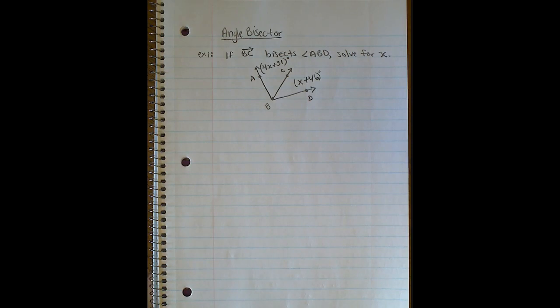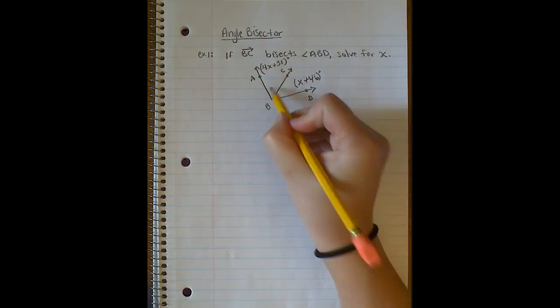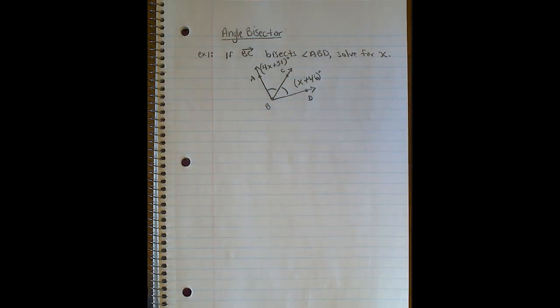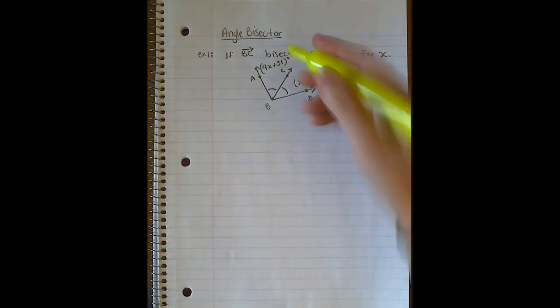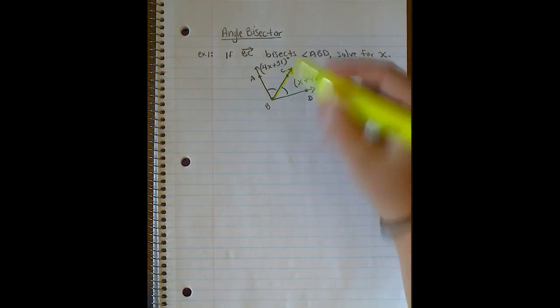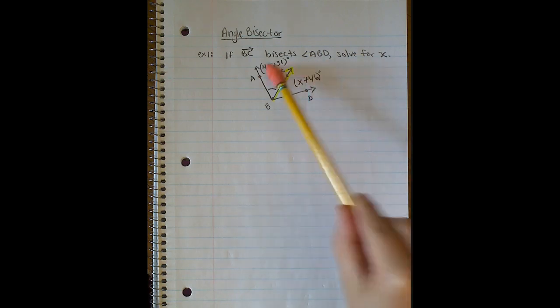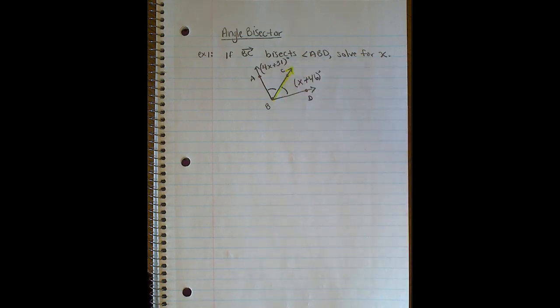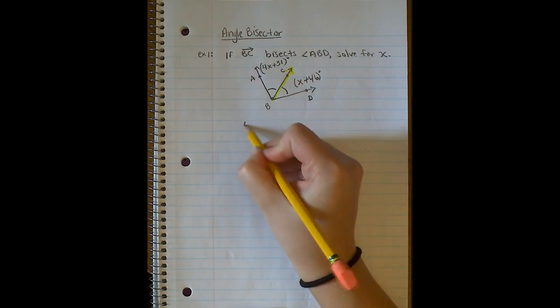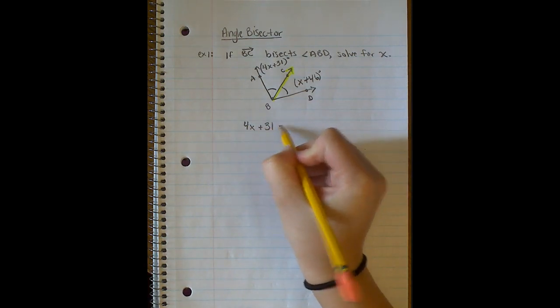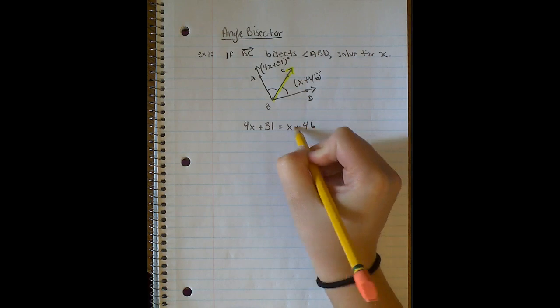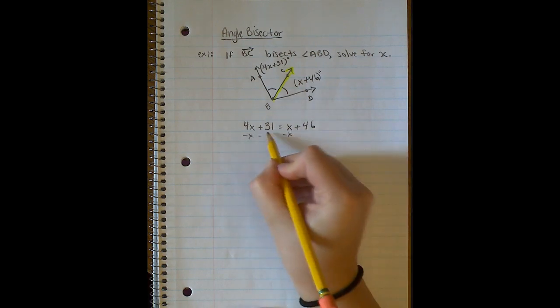The same type of concept applies for an angle bisector. Instead of using the tick marks to show congruent segments, we're going to use arc marks to show congruent angles. Our question says that ray BC bisects angle ABD. What that tells us is the two smaller angles must be congruent because this is a bisector. So I'm going to set them equal to one another. And then we can solve for x.